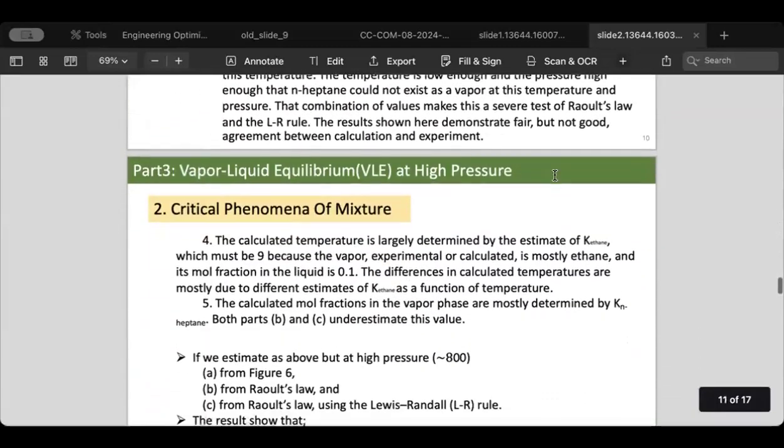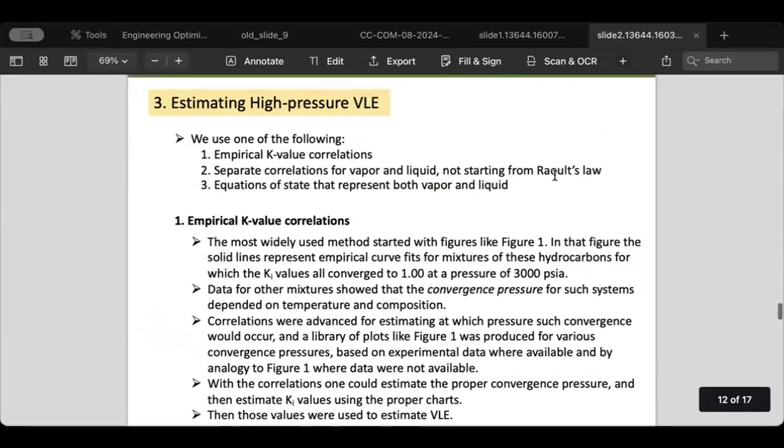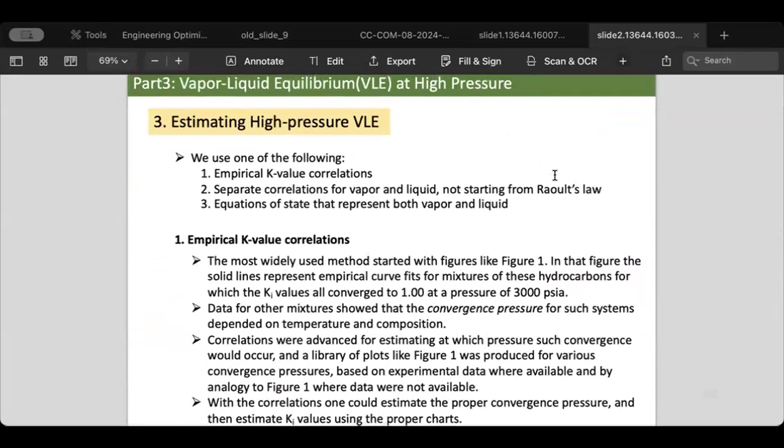So the next thing is how can we calculate VLE at high pressure, because the behavior is totally different from low pressure or even medium pressure. The easiest way to calculate it can be done by an empirical K-value correlation. This is an empirical method.